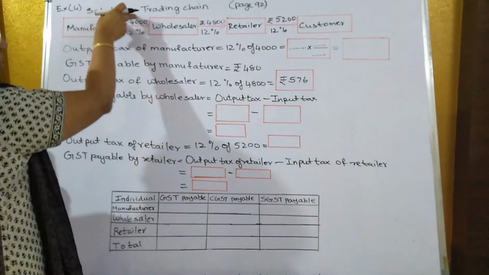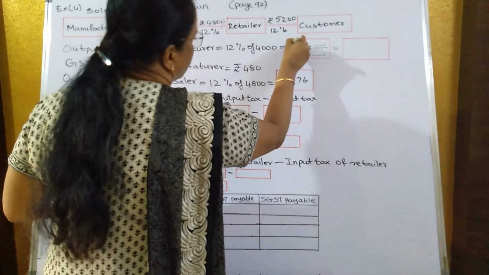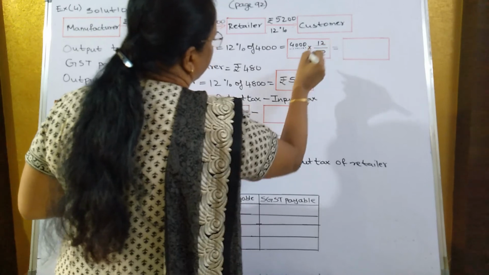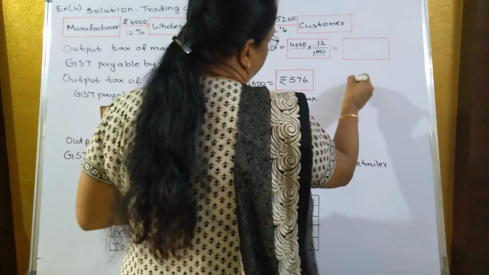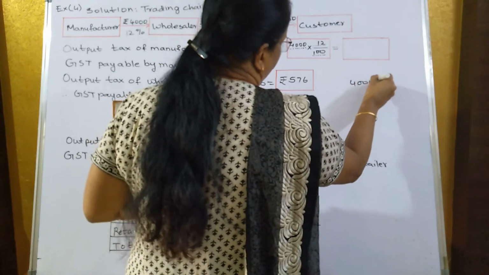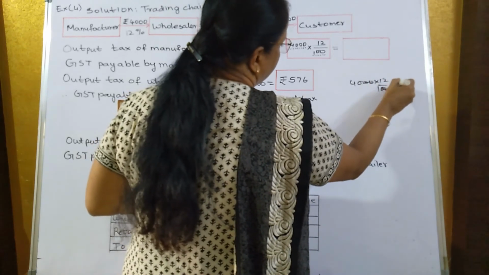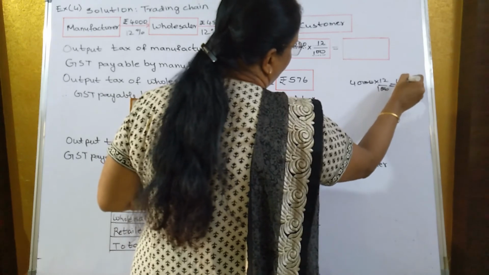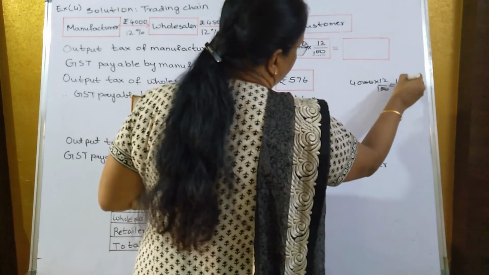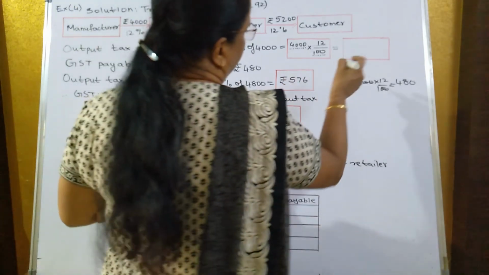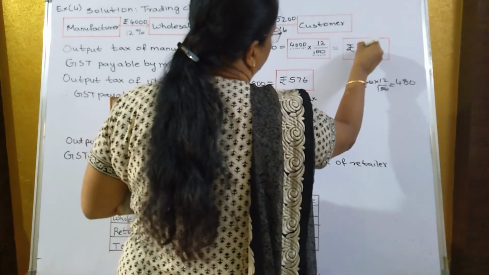Now, output tax of the manufacturer is equal to how much? 12% of 4,000. That is 4,000 into 12 upon 100. If I take 4,000 into 12 upon 100, 0 and 0 will get cancelled. 12 fours is how much? 48. So 480. So here it will be rupees 480.